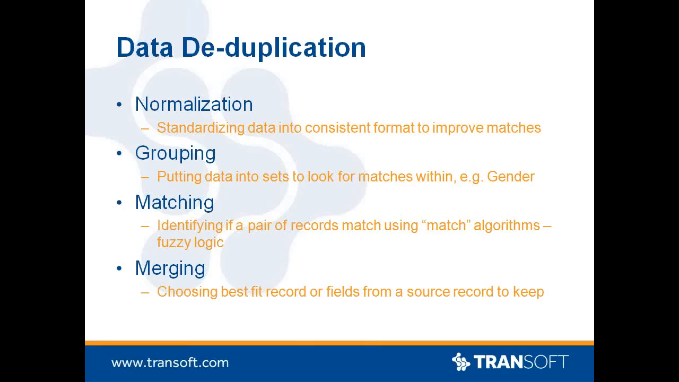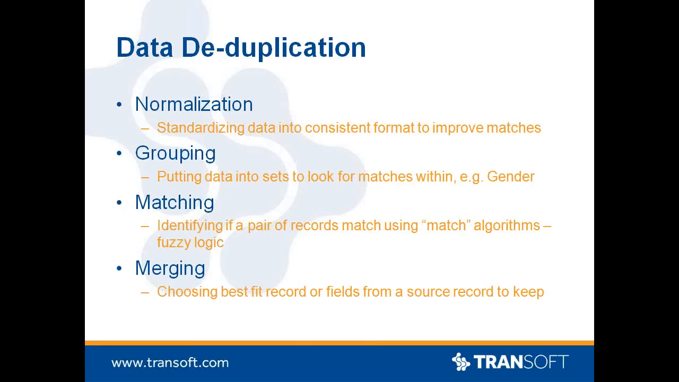The next step is grouping, and this is putting data into sets to look for matches within. So popular groups are country or town, cities, genders. It really depends on your data types. You might want to put people by cost codes or business departments, or even companies that they work for as well, or member data like specific charities that people are working for, and things like that.